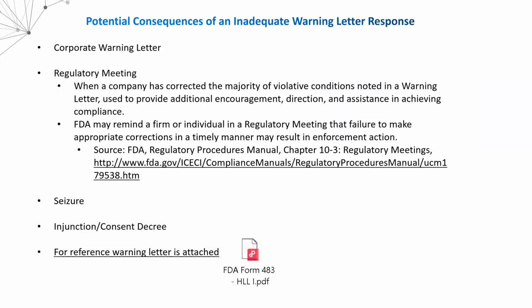So what are the potential consequences? It gives the corporate warning letter, and a regulatory meeting may happen. In the regulatory meeting, the violative conditions noted in the warning letter are discussed, and additional encouragement, direction and assistance in achieving compliance are provided once the warning letter is issued. FDA may remind a firm or individual in the regulatory meeting that failure to make appropriate corrections in a timely manner may result in enforcement action.